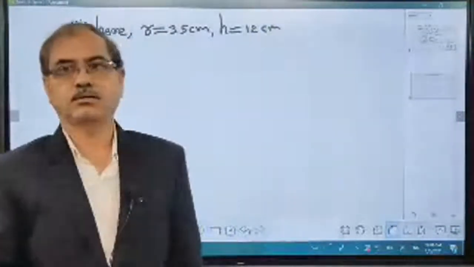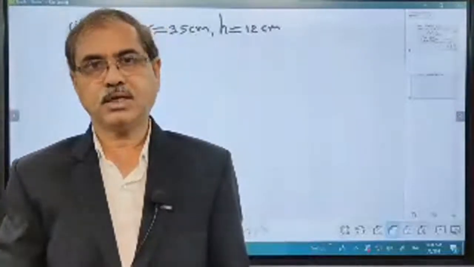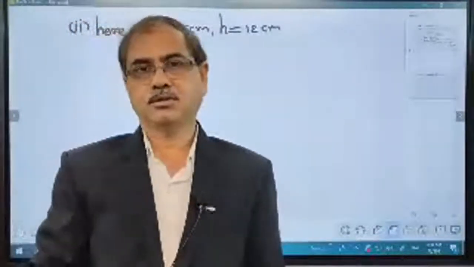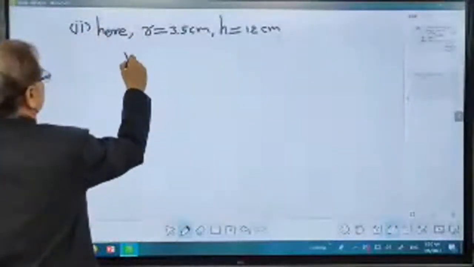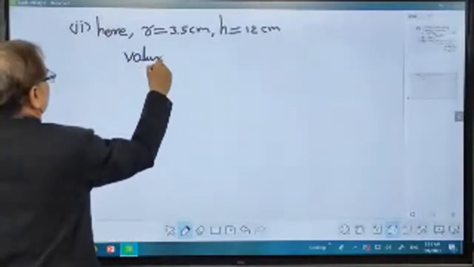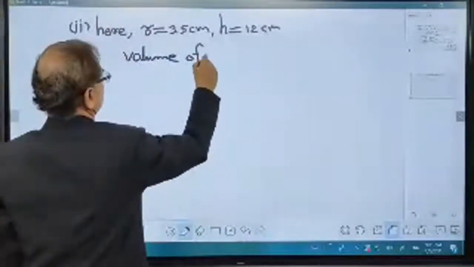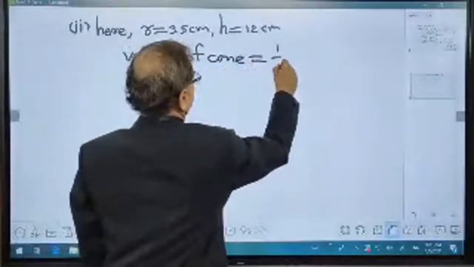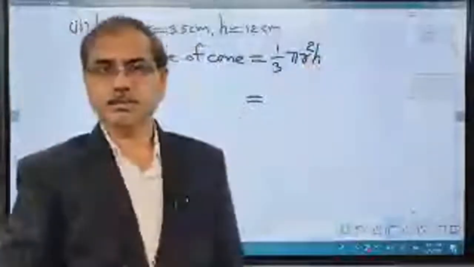What's our question? Find out the volume of the cone. You have to question yourself, do you know the formula? If the answer comes yes, then only you will be able to solve this question. Otherwise, you will have to work hard to remember the formula. The formula is 1/3 pi r square h, and in this formula we will substitute the measurements.